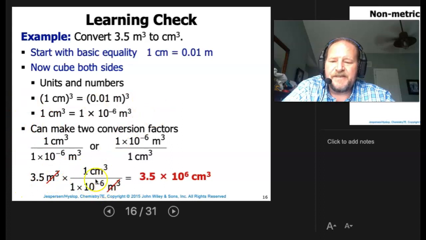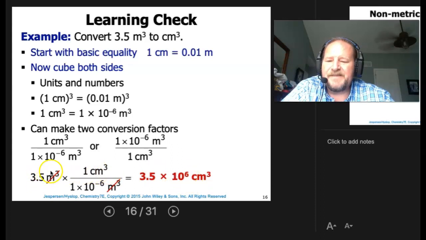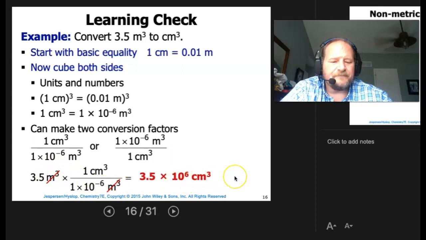There's 10 to the negative 6 from the denominator up to the top. You might want to review your exponent rules here. This would be 3.5 times 10 to the 0. 0 minus a negative 6 would give me a positive 6.